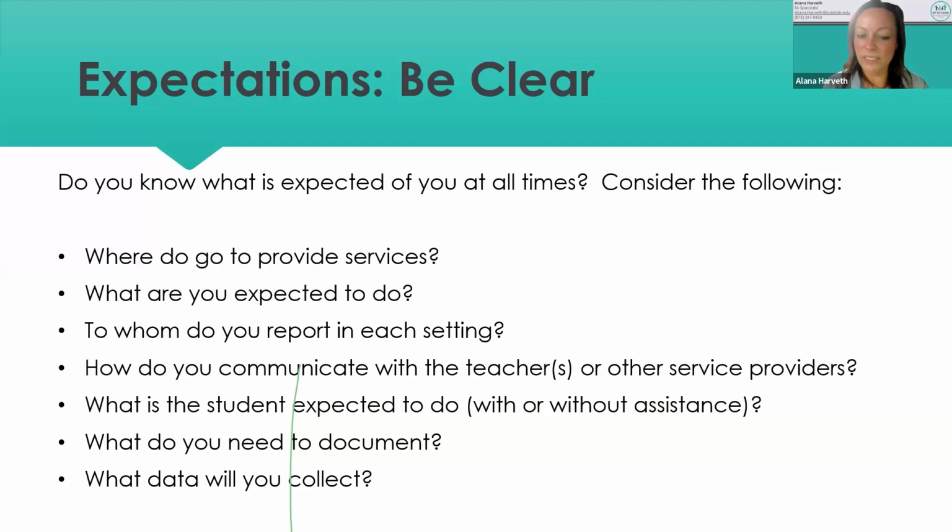What is your student expected to do with or without assistance? Again, if a student's able to do something with assistance, that should be on the data sheet. Obviously, how many prompts the student needs could be something you can report on. That's very helpful for tracking the data in the IEP. And hopefully your teacher tells you what you need to document, and how and when, and what data you will collect, and how often. So all of those things are things that you could ask the teacher if you don't know.